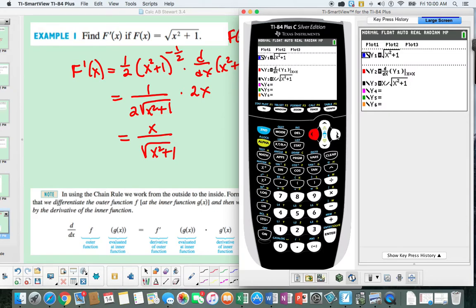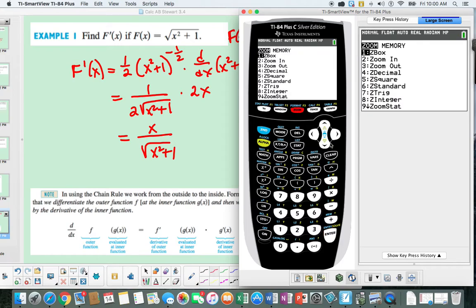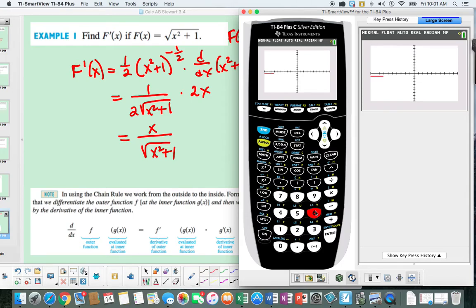Over here, I'm going to turn off the function, and so all we're going to see is the derivatives. Let's go ahead and zoom, and I'm going to do zoom standard. Here we go. So this is the derivative that's being graphed. That's the calculator's derivative, and here's my derivative, which is matching perfectly. So that validates that I did find the derivative correctly.